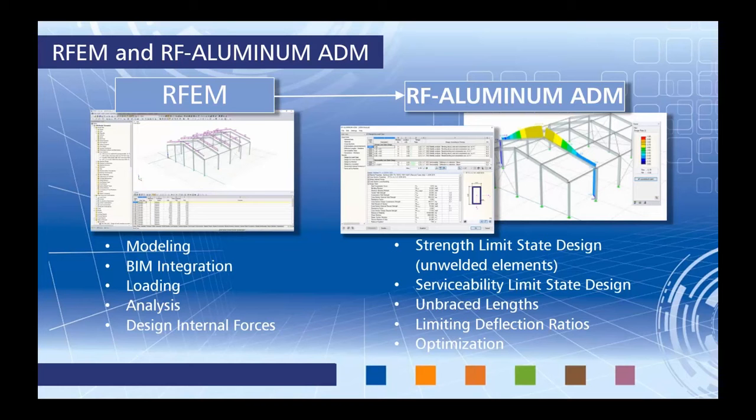Now, within RFEM, we can also utilize the add-on modules such as RF-ALUMINIUM ADM. This has anything to do with a specific standard and providing you that code check. So for today, for example, we will take a look at the strength limit state design for unwelded elements according to the ADM standard. But we can also check serviceability limit state design. And with those two design features, we will input a lot of other information specific to the ADM standard that we haven't already entered in RFEM, such as unbraced lengths, limiting deflection ratios, and lastly, we can optimize the members.